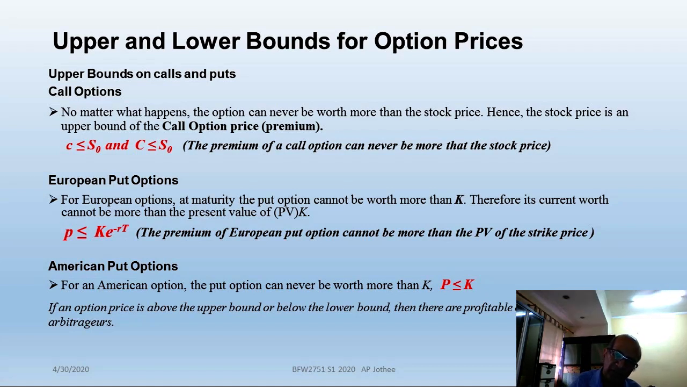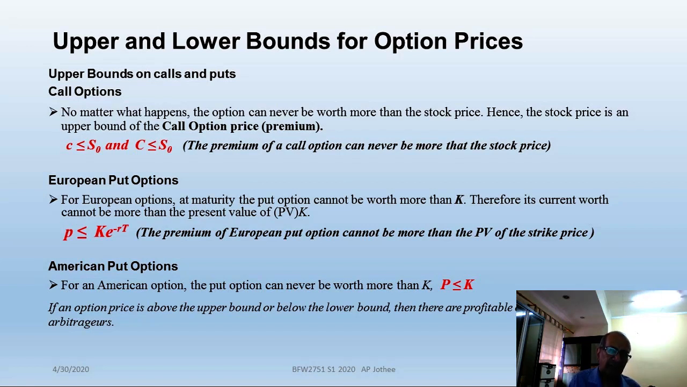Then why do you want to buy the option? You can buy the stock itself. Hence, the stock price is an upper bound of the call option price, or the premium. For a European option, the call should be lower than or at least equal to S0, and for American options, the same thing. The premium of a call option can never be more than the stock price. That is the upper bound for a call option.